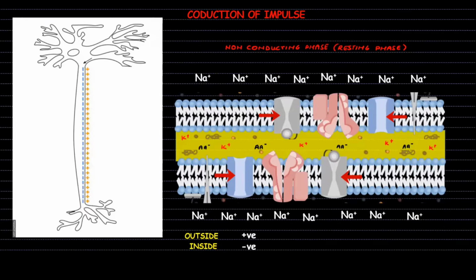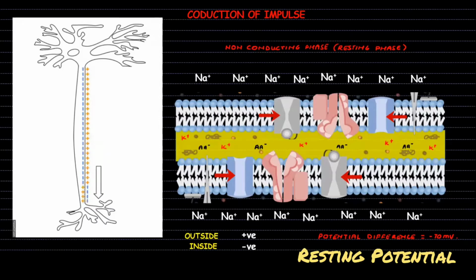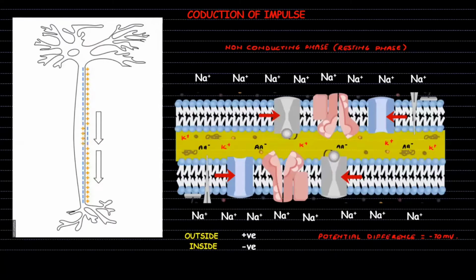During the non-conducting phase, which is also called the resting phase, we find that outside there is a large amount of sodium. Inside there is potassium and negatively charged protein. Because of this, outside charge is positive, inside charge is negative. Because there are positive and negative terminals, we can find the potential difference. The potential difference across the membrane is minus 70 millivolt. This potential is called the resting potential. Whenever there is a potential of minus 70 millivolt, we call it resting potential. It is not conducting any impulse.